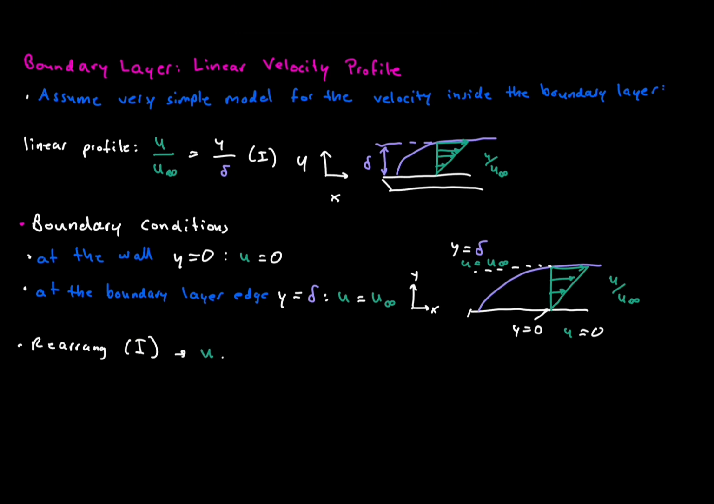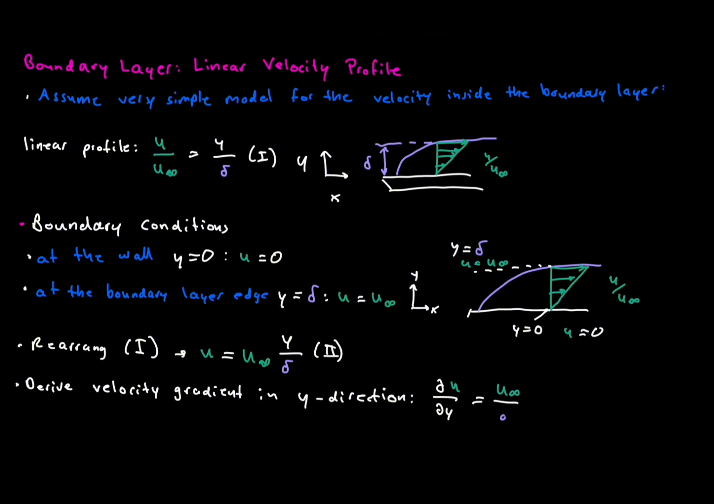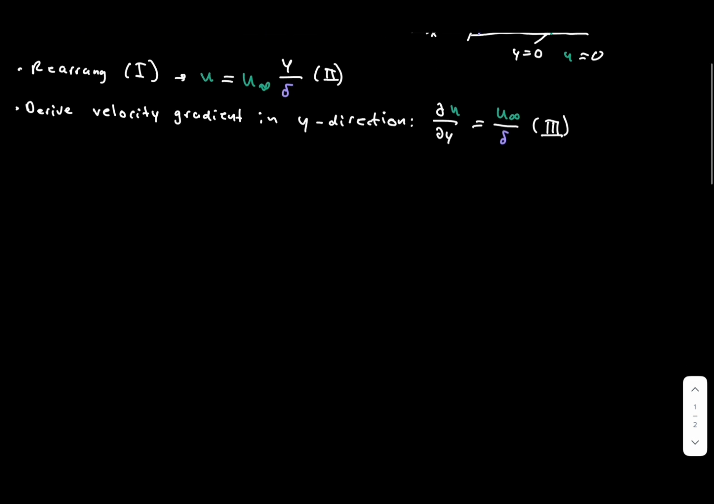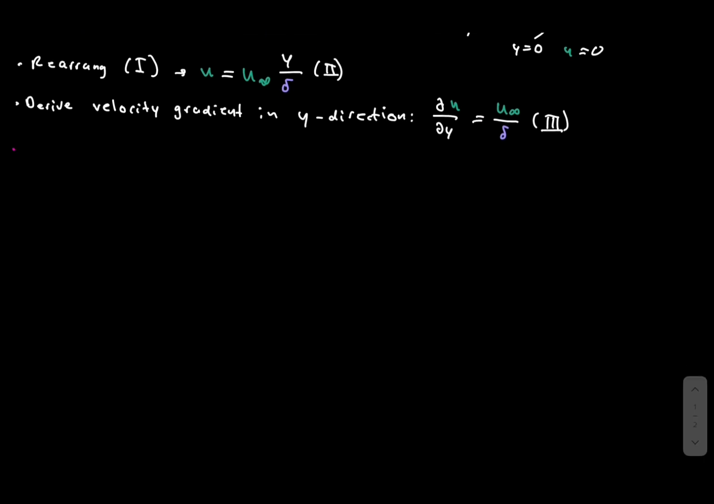Now let us compute the velocity gradient in the y direction. We differentiate u with respect to y. Since u infinity and delta are constants with respect to y, we obtain partial u over partial y equals u infinity divided by delta. This is an important result. The velocity gradient is constant across the whole boundary layer in this simple model.